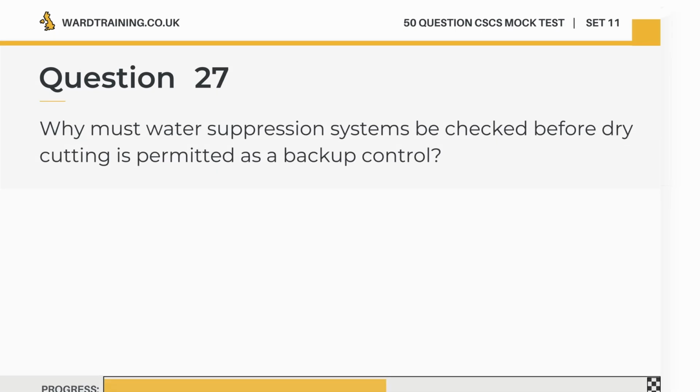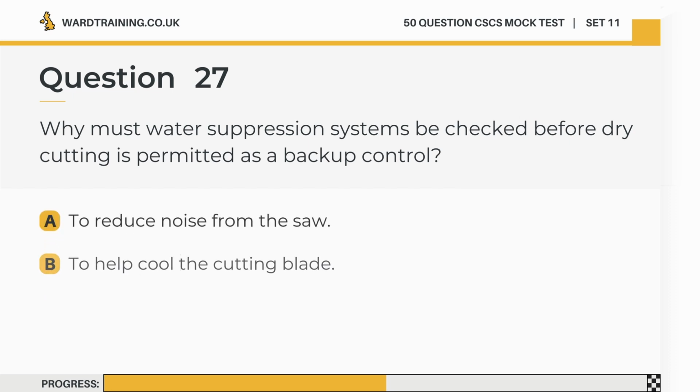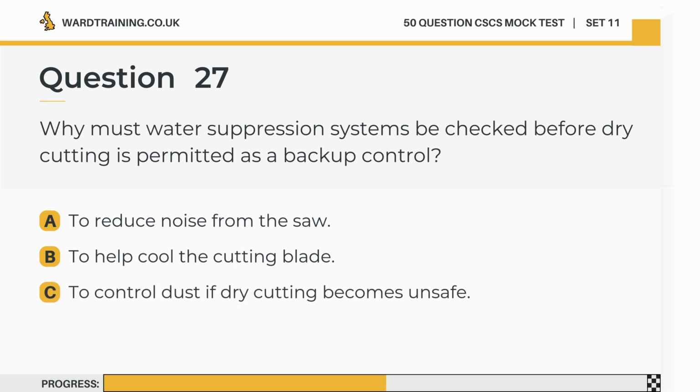Question 27. Why must water suppression systems be checked before dry cutting is permitted as a backup control? A. To reduce noise from the saw. B. To help cool the cutting blade. C. To control dust if dry cutting becomes unsafe. D. To avoid staining surfaces with slurry.